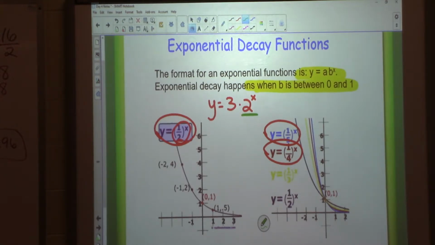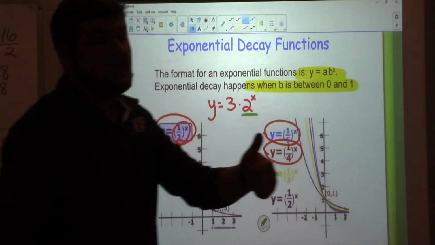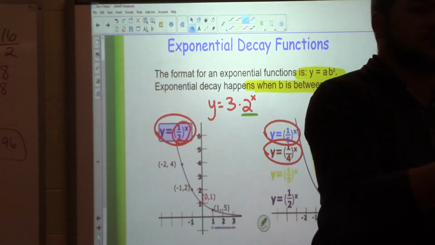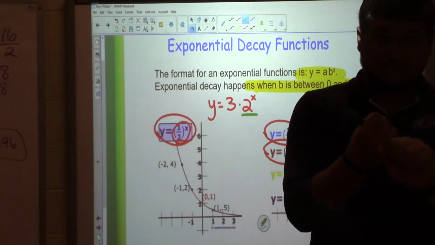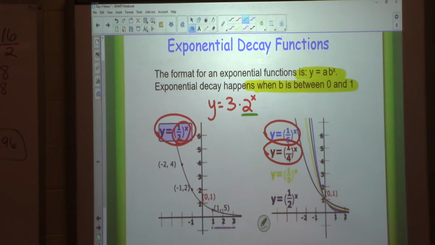Looking at a function, you should be able to tell me whether it's growth or decay by looking at the b value. If it's greater than 1, it's going to be growth. If it's between 0 and 1, it's going to be decay. If I look at the graph and it goes down from left to right, it is going to be decay. And if it goes up from left to right, it's going to be growth.